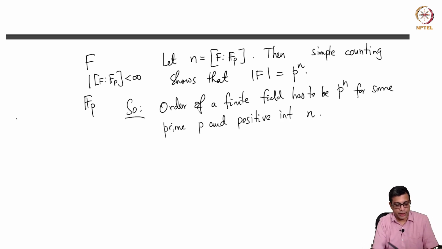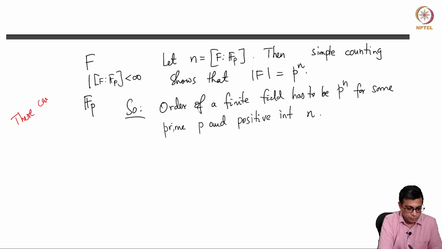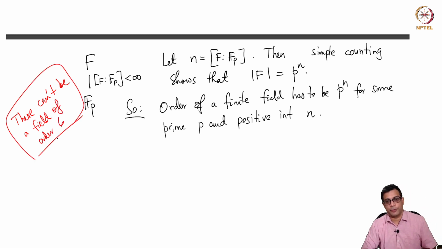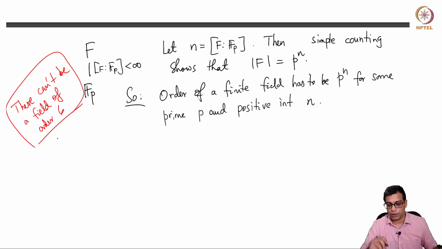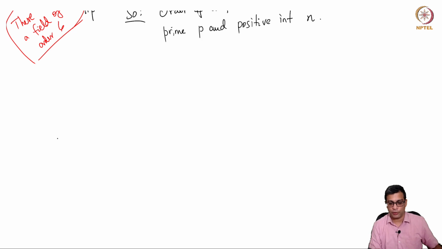Right, so in particular there can't be a field of order 6, because 6 is not a power of a prime number. You have to take a single prime, whereas it can possibly be 8 or 9 or 16 or 25. So we have only shown that if you are given a finite field, its order must be p power n. Now the question is, given a p power n, is there a field of order p power n?